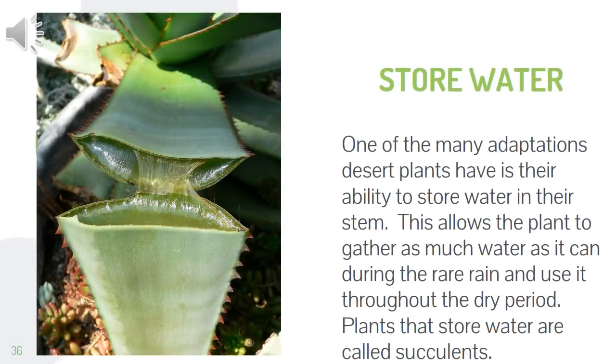One of the many adaptations desert plants have is their ability to store water in their stem. This allows the plant to gather as much water as it can during the rare rain and use it throughout the dry period. Plants that store water are called succulents, and they don't have to store the water in their stem. They could store it in their leaves. There's a few of them that actually store water in their roots. So as they have the ability to store water, that helps them out whenever they go through a drought or a really dry period.